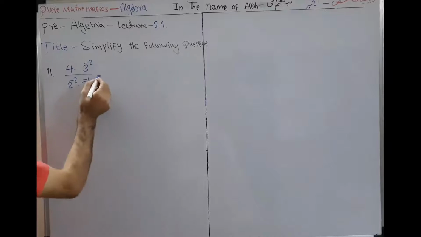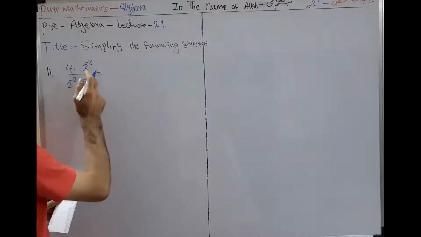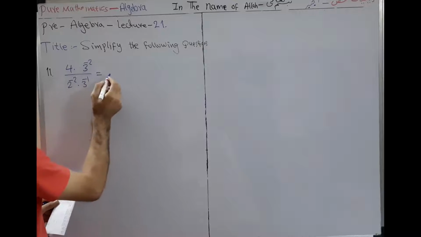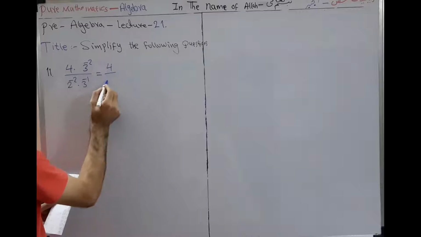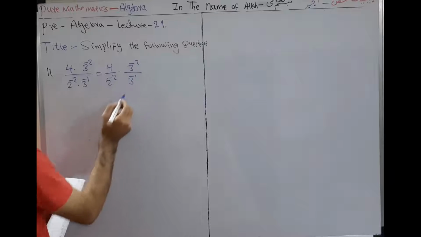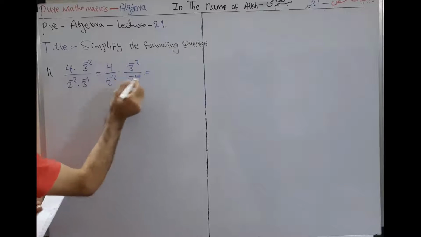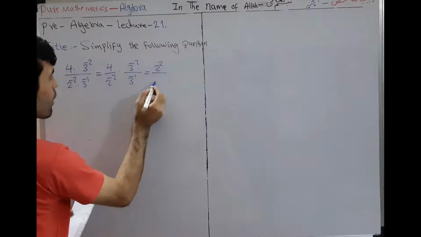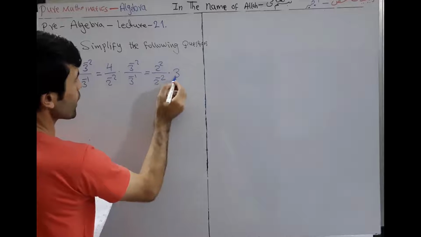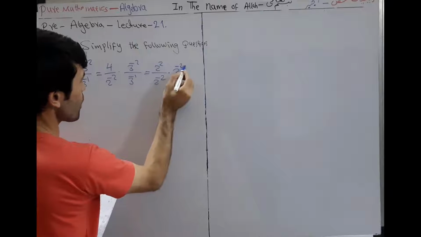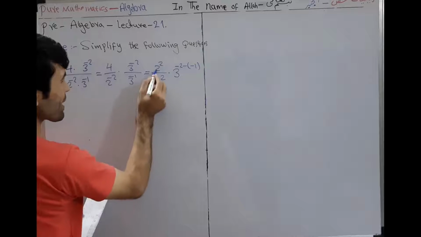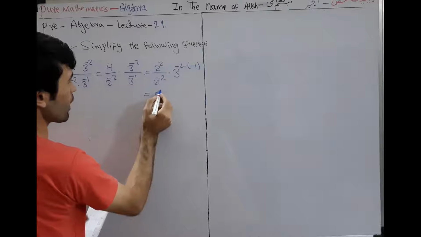Question 11: 4 multiplied by 3 to the power minus 2 over 2 to the power minus 2 into 3 to the power minus 1. We can write 4 over 2 to the power minus 2 into 3 to the power minus 2 over 3 to the power minus 1. It is equal to 2 to the power 2 over 2 to the power minus 2 multiplied by 3 to the power minus 2 minus minus 1. From the same base 2 and 2, we take 1.